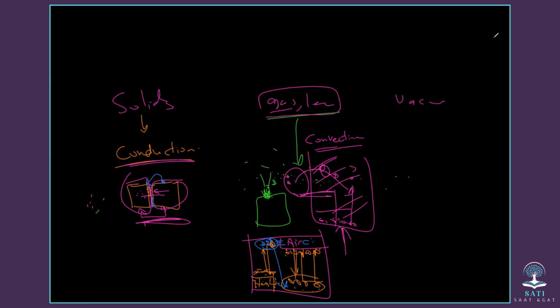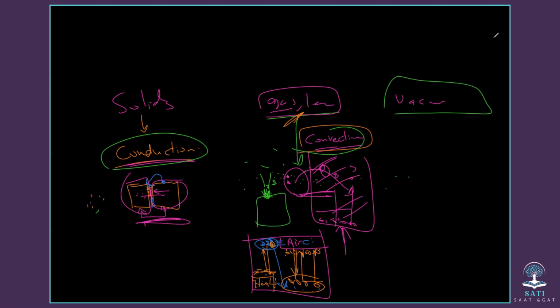So this type of transferring of heat is called what? Convection, and it happens in liquids and gases, or what we call what? Fluids. So now you have two types of heat transfer. We have conduction and we have what? Convection.